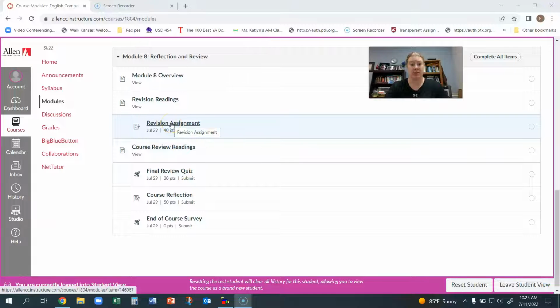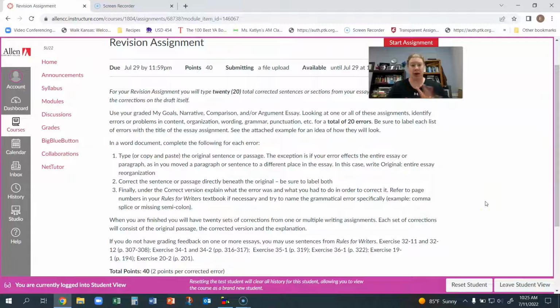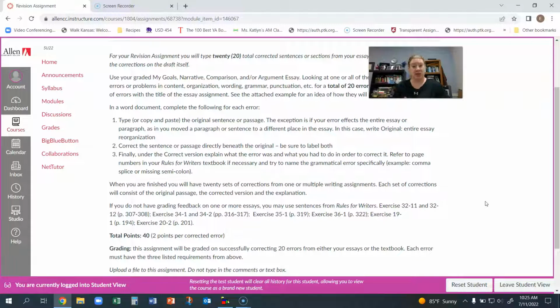So you have 3 assignments to complete. The revision assignment is probably going to take you the longest, I would guess, just because it's some back and forth. What you're going to be doing for this one is going through the essays that you have written already, and looking for sentences to correct. So in a revision, we go back through your assignments and look at what issues you had. We look at feedback that you've gotten on graded work, and then we look and see what you can do to improve that. So you'll have your narrative essay, your definition essay, and your comparison essay.